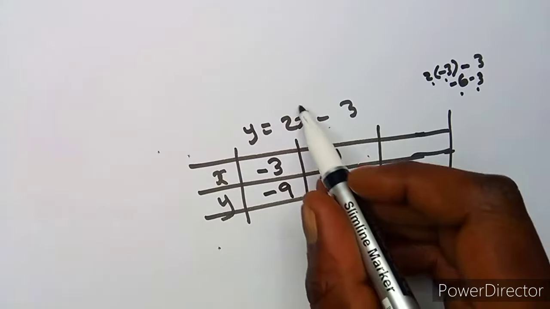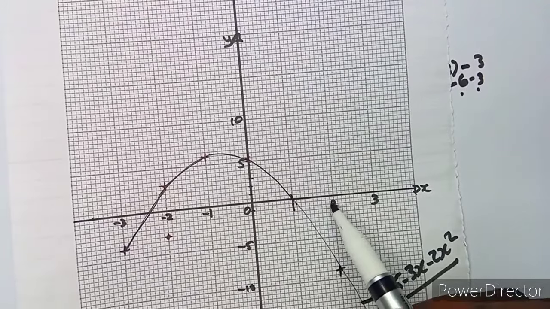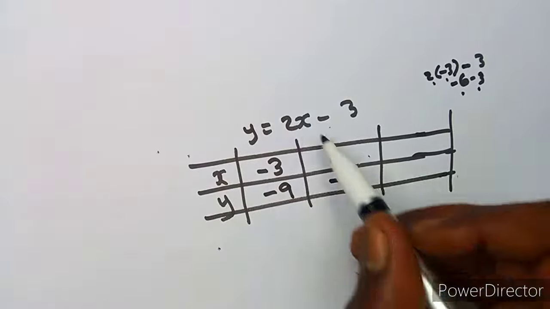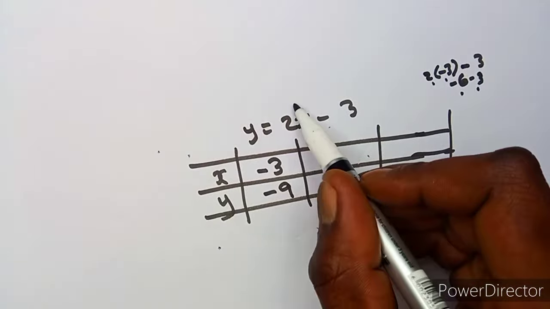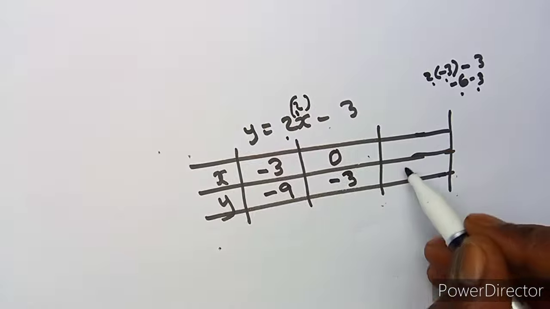When x is 0, I'm just choosing 3 points of my choice, y is minus 3. Then I can choose x is equal to 2. If I substitute 2, it is 2 times 2, which is 4, then 4 minus 3, which is 1.